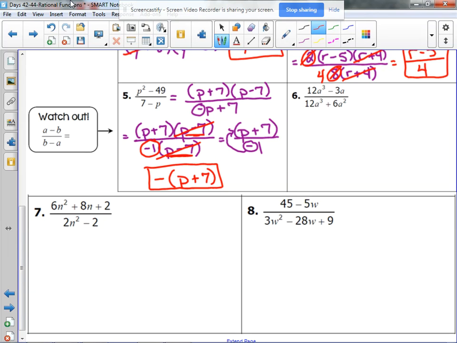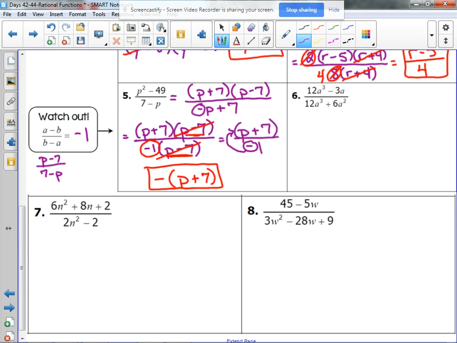There are ways to confirm whether you got it right or not. Now, that little box that says watch out, A minus B over B minus A, that is what we were looking at in this problem with P minus 7 over 7 minus P. That is always equal to negative 1. I wanted to show you why it was equal to negative 1 by factoring out that negative. So if you remember that and you see it pop up somewhere, you're certainly welcome to use that fact. I would rather you just go through the process of factoring out the negative and not just memorize that idea. Okay, let's look at number 6.